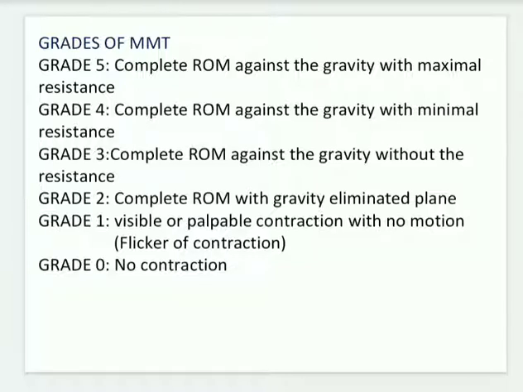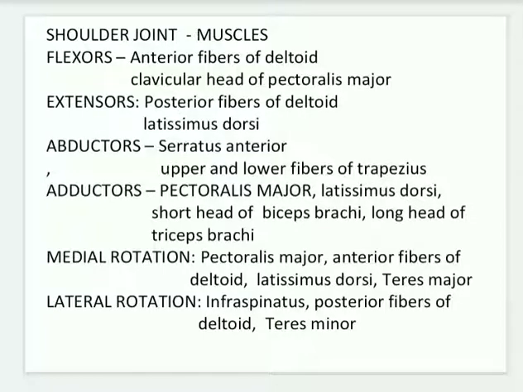Grade 1, visible or palpable contraction with no motion. It might be a flicker of contraction. And grade 0 is no contraction. Firstly, we would like to know the muscles for the shoulder joint actions.